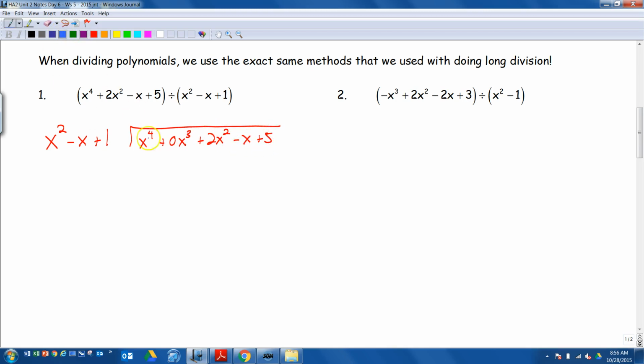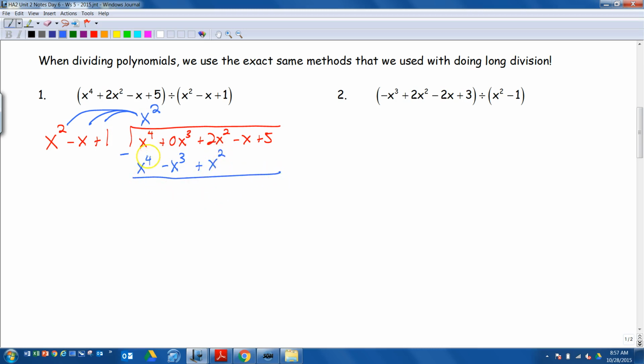So all you have to do is, I want an x to the fourth. I have an x squared. What do I need to multiply x squared by to get x to the fourth? And hopefully you guys realize I just need another x squared. So then you multiply this to everything here and put the answer underneath. X squared times x squared is x to the fourth, because remember we're subtracting. X squared times negative x is a negative x cubed. X squared times 1 is an x squared.